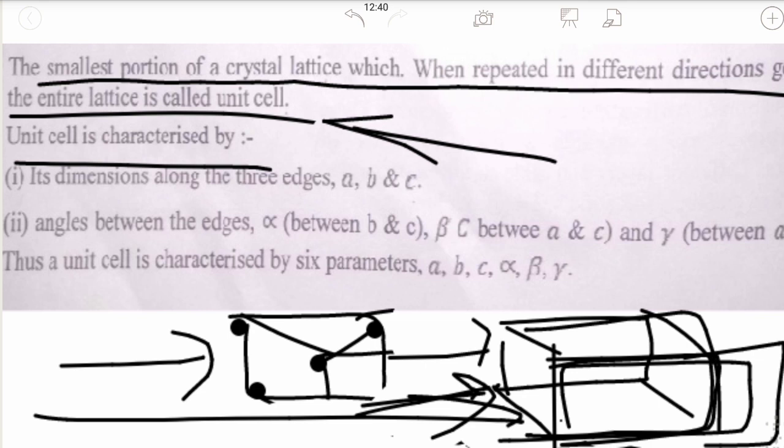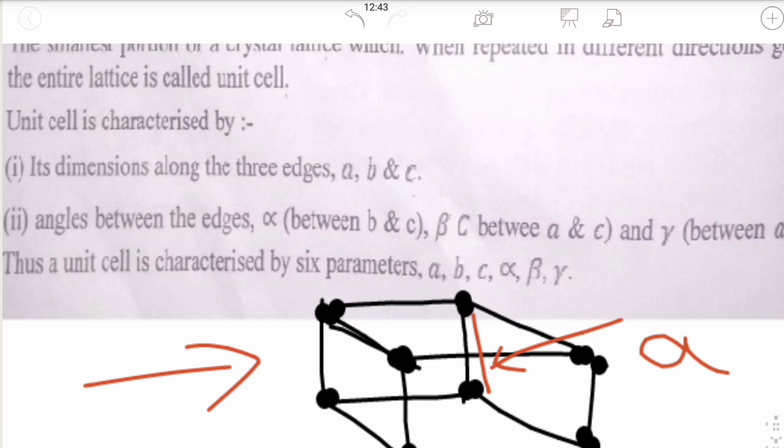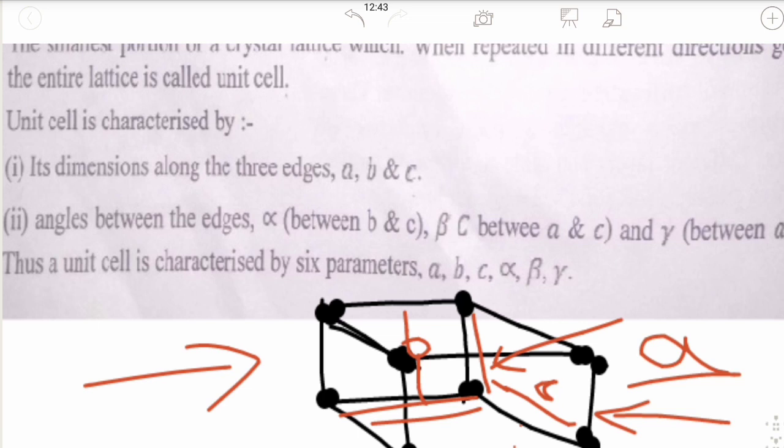Some of the important characteristics of the unit cell are its dimensions along the three edges A, B and C. Look at the structure of a unit cell. Let's represent this as A, because it determines the height. We will call this B, because it determines the length. And let's call this C, as it determines the width.